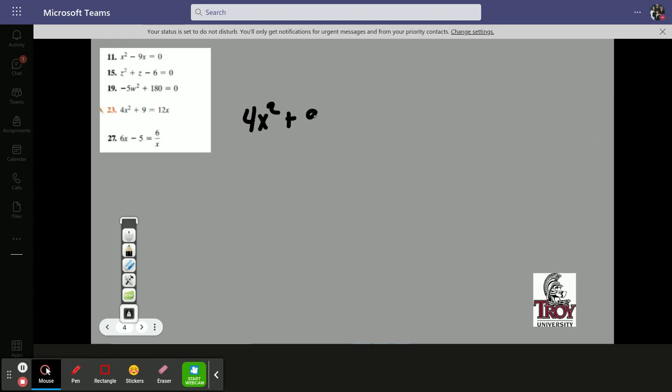Is it in the quadratic form, ax squared plus bx plus c equals 0? No. So I need to get that 12x over here, right? So I need to do 4x squared, and I'm going to subtract this 12x from both sides. So I've got 4x squared minus 12x plus 9 equals 0.